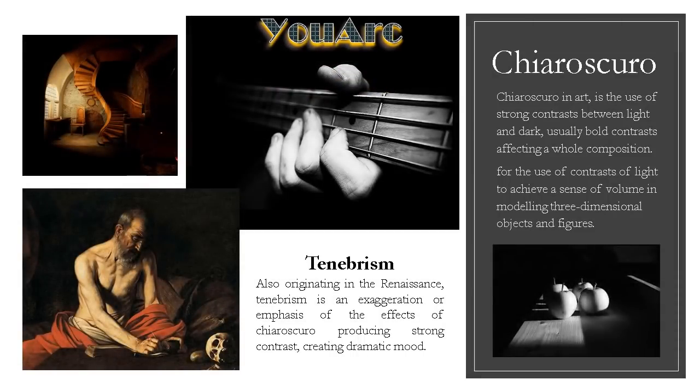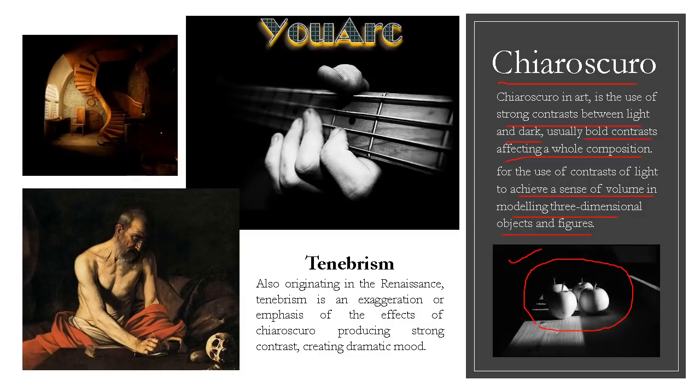So let's talk about a few important topics relating to the previous question that appeared. One important technique in art is called chiaroscuro. It is the use of strong contrast between light and dark, usually affecting the whole composition. With this strong contrast of light, we can achieve a sense of volume in the composition, or 3D modeling of objects and figures. If you see this particular figure, we can see this effect of light and shadow creating a bold contrast as well as a good three-dimensional effect to the figure.